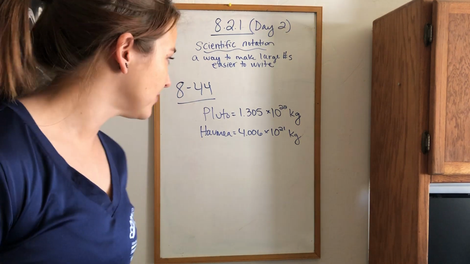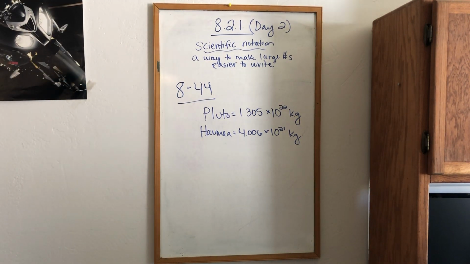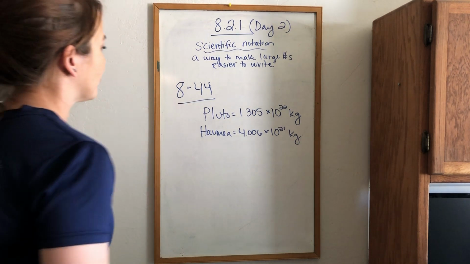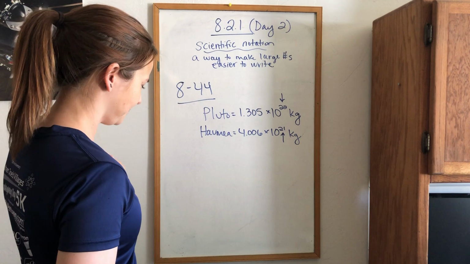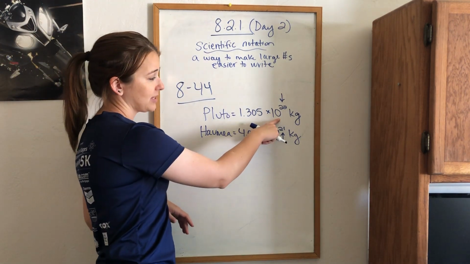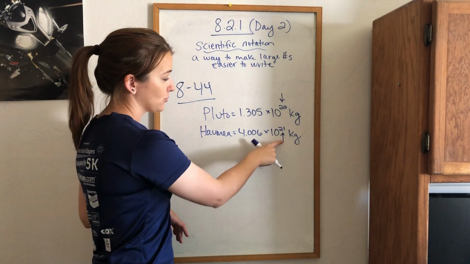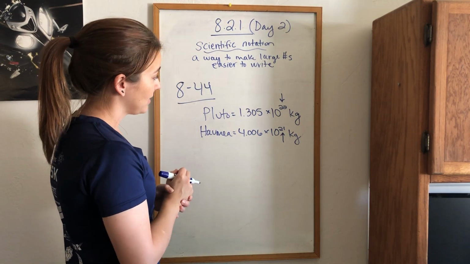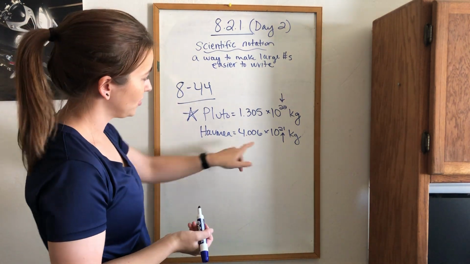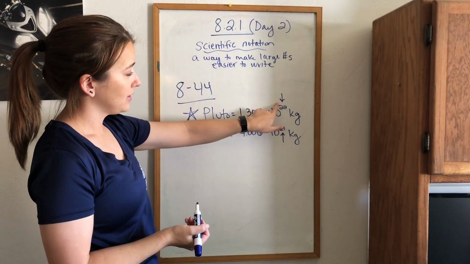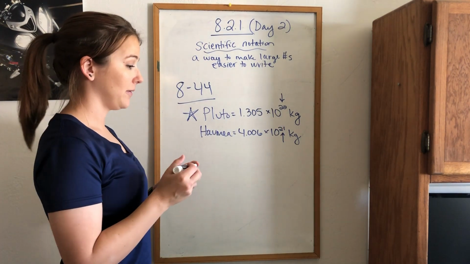Without rewriting the mass of each planet, can you tell which one of these is going to be larger? Which planet is larger just by looking at the scientific notation? I'm looking at the exponents, the power of 10 that I have for both of them. My exponent here is 22. My exponent here is 21. This means that this one's going to have an extra 0 at the end, and this one's going to have one less 0 at the end. That means that Pluto would be bigger. You can tell by the exponent. The bigger the exponent, the bigger the number.